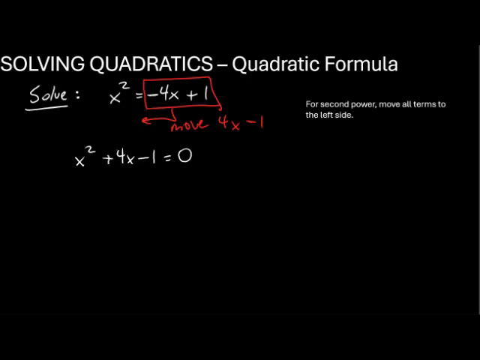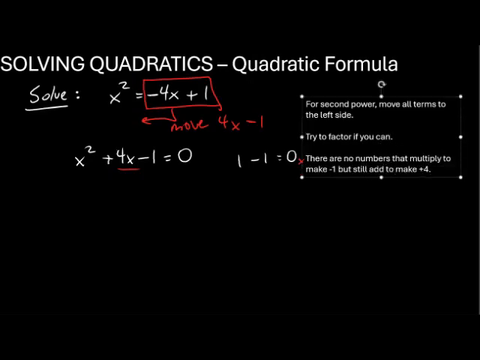Once you have your second power equation all on the left side, we can try to factor. Our c term here is negative 1. The only two things that will multiply to negative 1 are 1 and minus 1. If we try to add those together, we will get 0, and that is no match. In order to factor, we would have to get two numbers that add to make positive 4, and in this case, that's not possible. For that reason, this equation is not factorable, and we'll have to use what's called the quadratic formula instead.